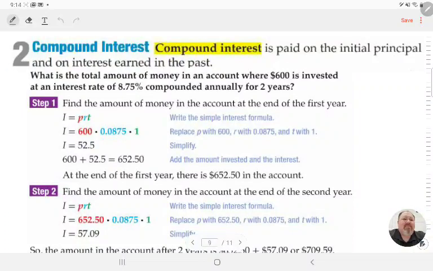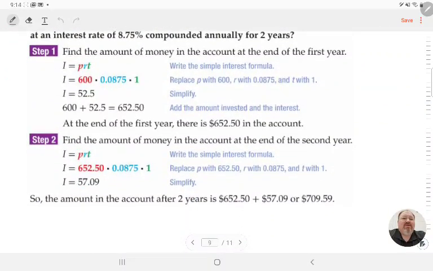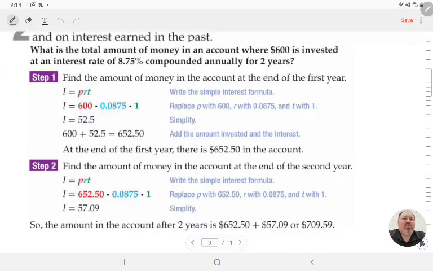So now we're going to talk about compound interest. Compound interest is paid on the initial principal and on interest earned in the past. So what is the total amount of money in an account where $600 is invested in an interest rate of 8.75% compounded annually for 2 years? Annually means yearly, one time a year.